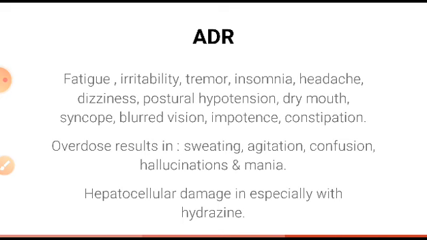So here are some important ADRs for this class of drugs: fatigue, irritability, tremor, insomnia, headache, dizziness, postural hypotension, dry mouth, syncope, blurred vision, impotence, constipation. In case of overdose, conditions like sweating, agitation, confusion, hallucinations, and mania can be caused. Hepatocellular damage occurs, especially with hydrazines. So, by observing the ADRs after some treatment period, the choice of drugs can be modified.